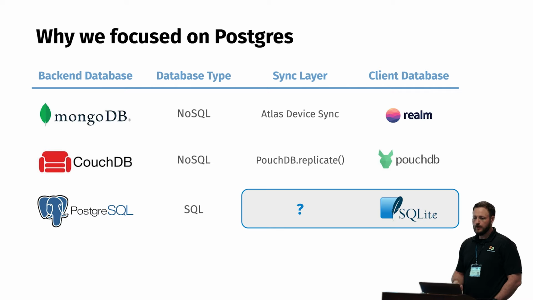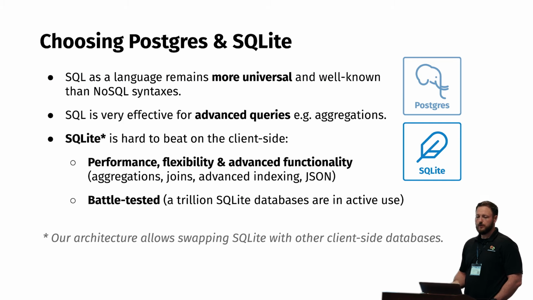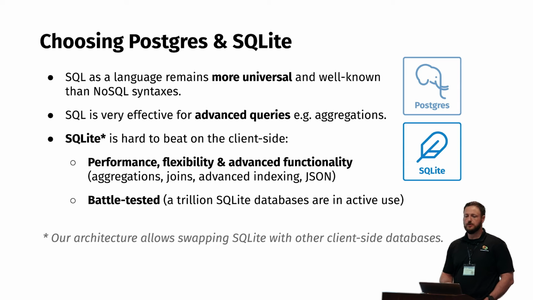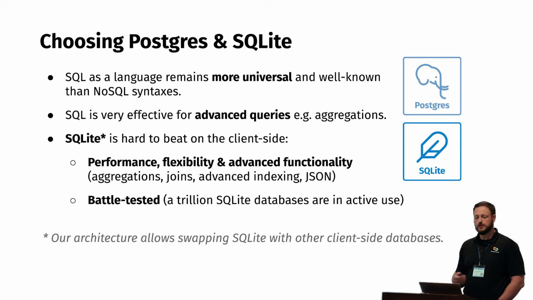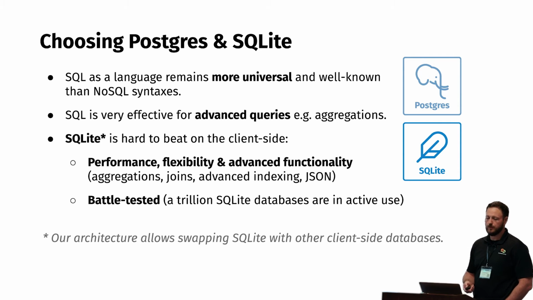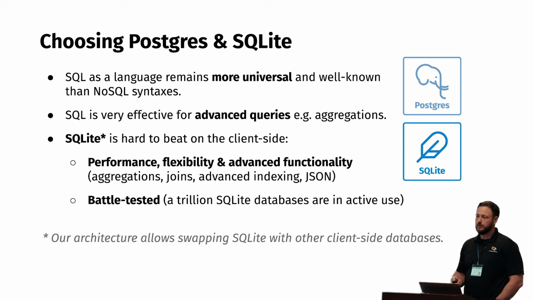SQLite. And there's also other reasons why we decided to focus on Postgres and SQLite. We are big fans of SQL, and of course, as a language, it remains more universal and it's very effective for advanced queries. And then SQLite is hard to beat when it comes to performance, flexibility, and advanced functionality, and also just how battle-tested it is. So the famous statistic is that there's 1 trillion SQLite databases in active use. It's, of course, in every smartphone and a lot of other places. Our architecture does allow for swapping out the SQLite database with another client-side database, but initially we thought it would be best to start by focusing on SQLite.